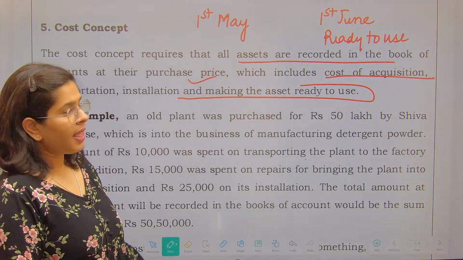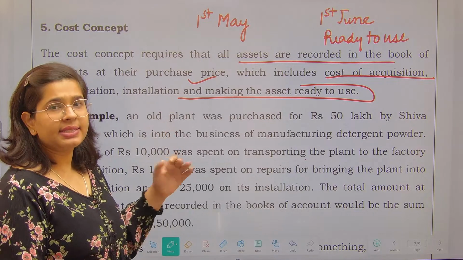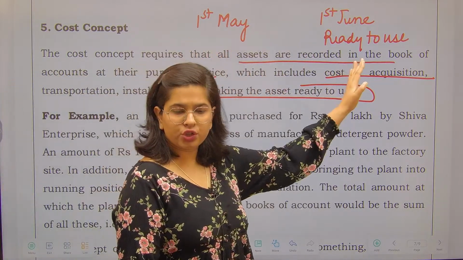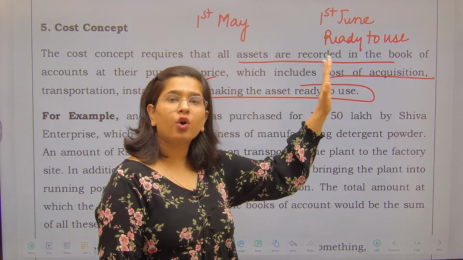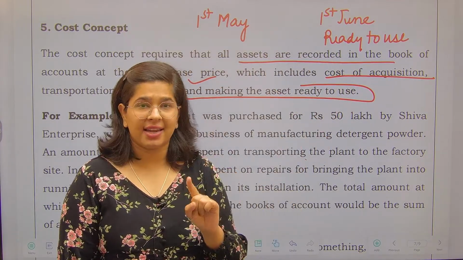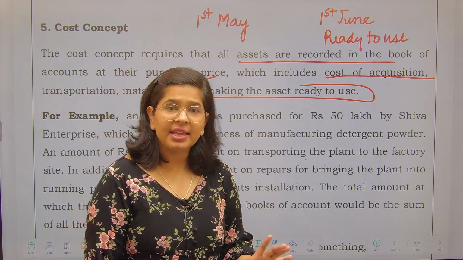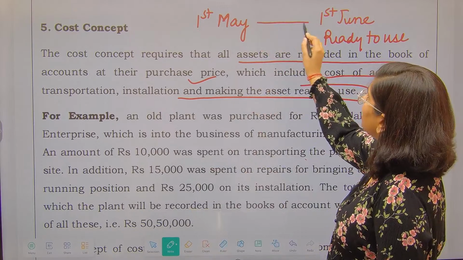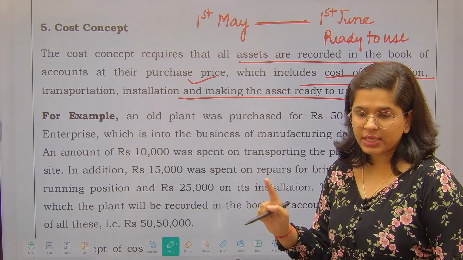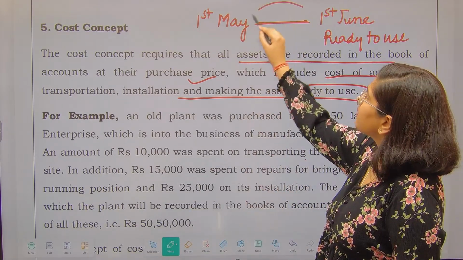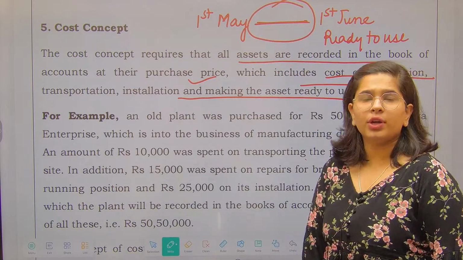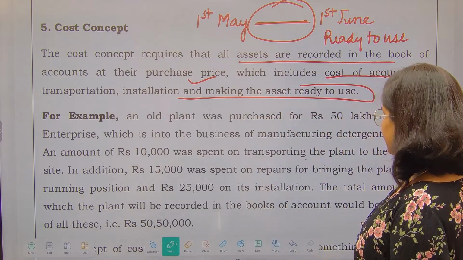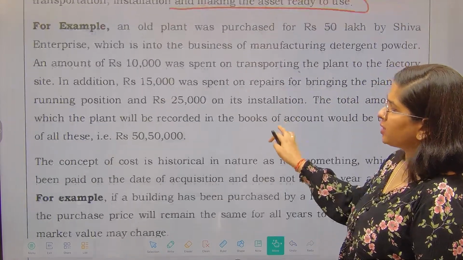Now you see, all the expenses that I have incurred between the period of 1st May to 1st June, they all will go to the cost of asset. The expense will not go to P&L. No expense of this time period will go to P&L. All of such expense will be added into the cost of asset. Okay, now let's see the example. The example will make the concept more clear.